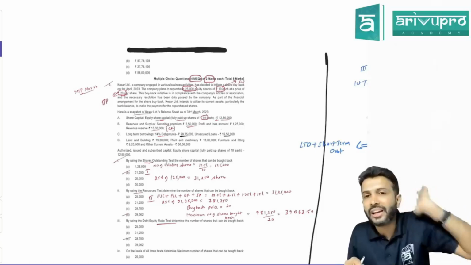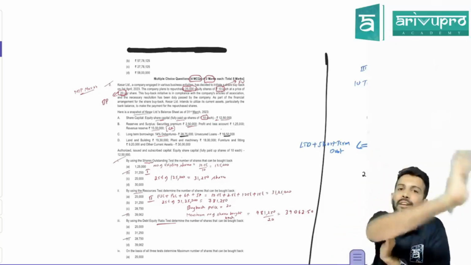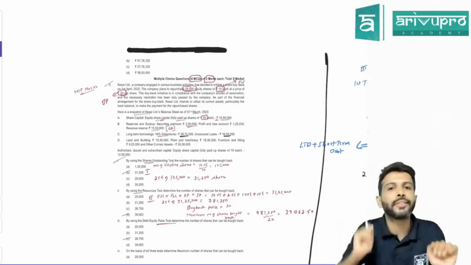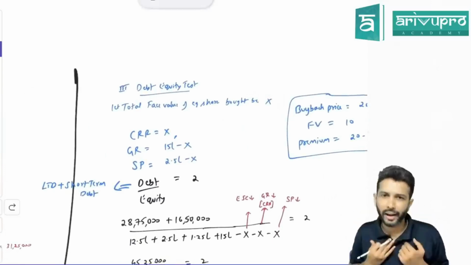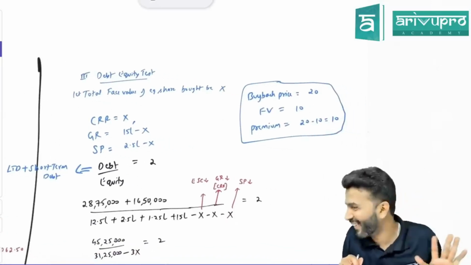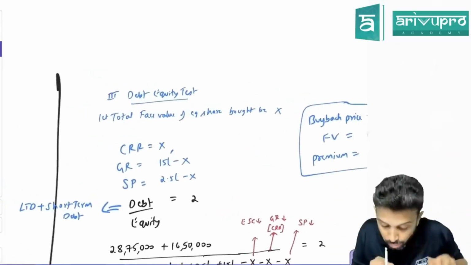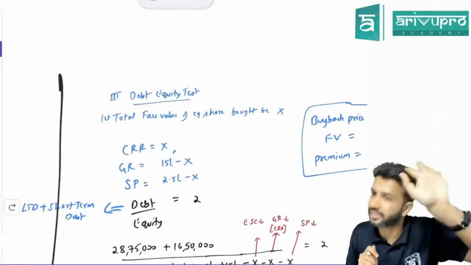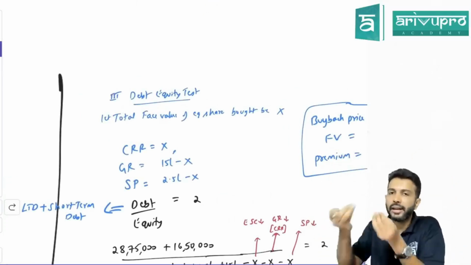Do we know the value of shares bought back? No. Hence, what we assume is, let the total face value of the shares bought back be X. You can assume any variable; I like X, so I will take X. Let the total face value of the shares, not the face value of one share, be X. That is one. Now let's bring this number into our equation.